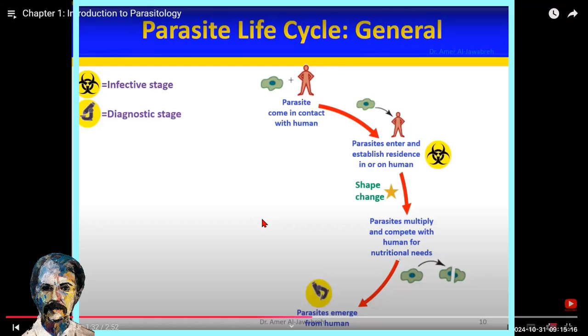When they go outside the human being in the stool, it becomes diagnostic, because you can take a small amount of stool under the microscope and you can see two stages. Like Amoeba here, you can see the trophozoite, which will die in 1 or 2 hours maximum, and the cyst stage, which will remain until they invade another host. So here is the diagnostic stage. In every parasite, we have an infective stage and a diagnostic stage.